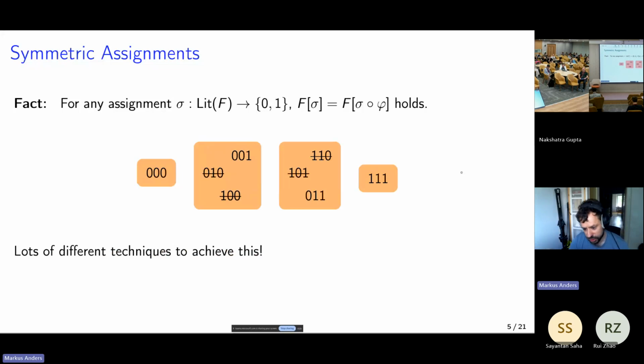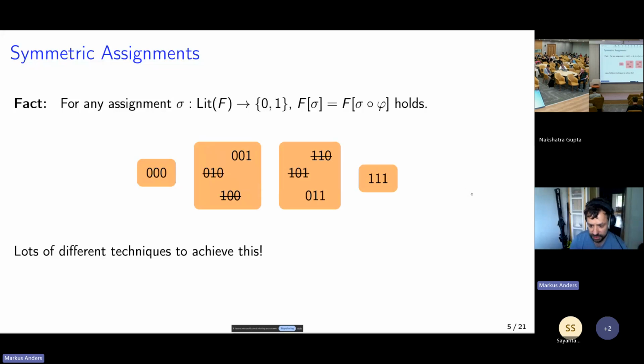And to achieve this in practice, there's lots and lots of different techniques that I won't have time to go into. In particular, there's lots of dynamic techniques where we try to modify our SAT solver in a way that it tries to prevent trying out symmetrical assignments. It's supposed to only try out 1 per equivalence class.